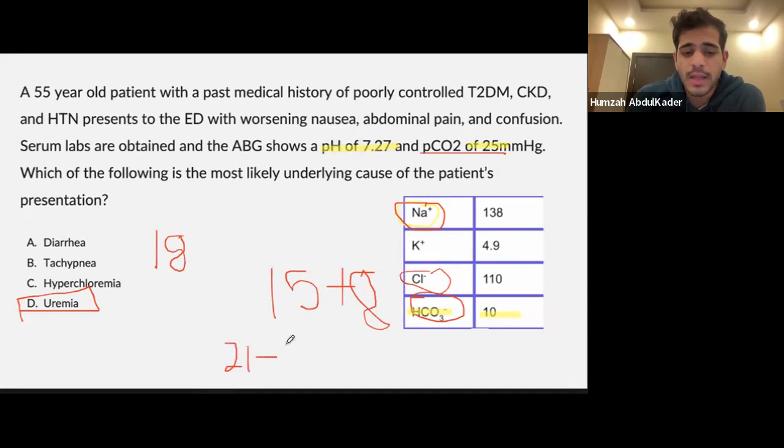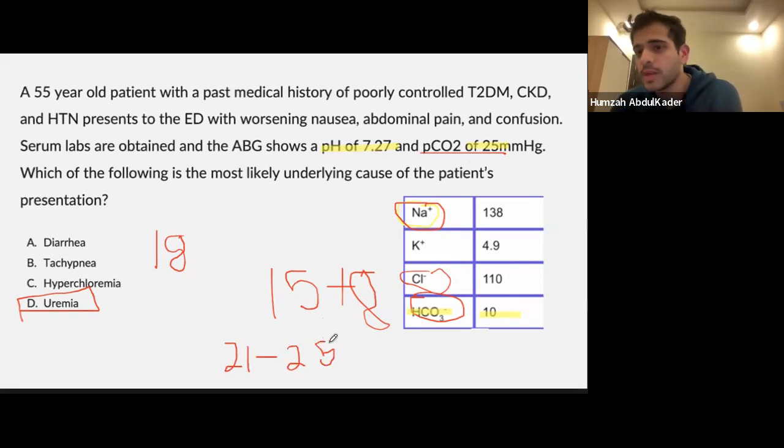And if it is, that means that it is being compensated, okay? If it is not, that means that it is not being compensated correctly, okay? So 25 is within 21 to 25. It is one of those numbers, which means that in this case, it is being compensated, okay?